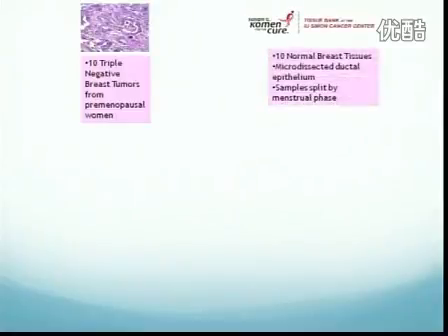So in our project, we took 10 triple-negative breast tumors from premenopausal women, and 10 normal breast tissues from the Susan G. Komen Tissue Bank at the IU Simon Cancer Center.